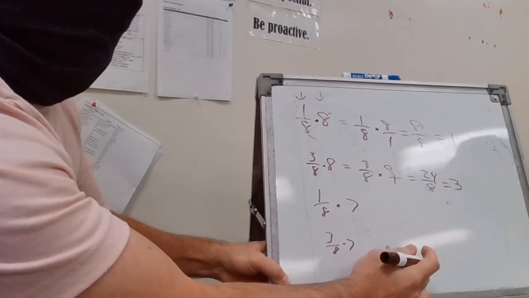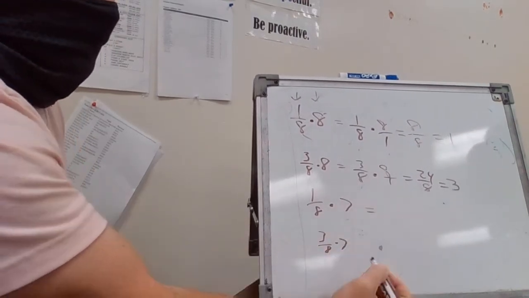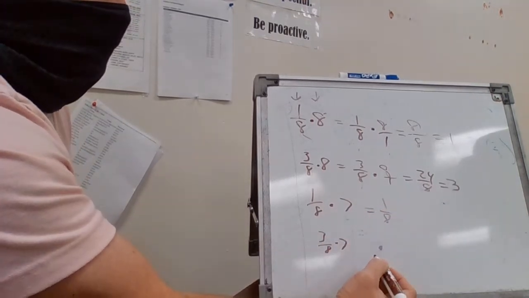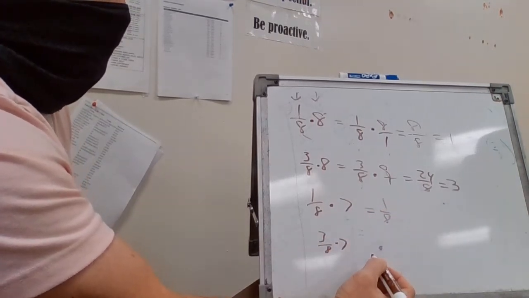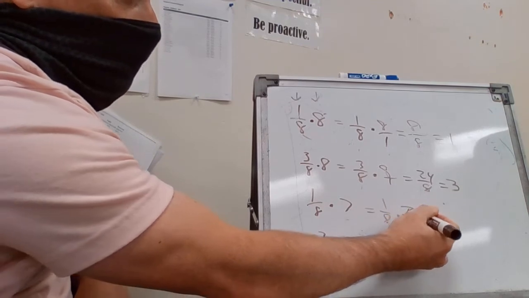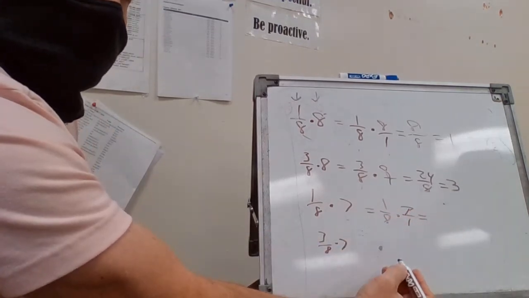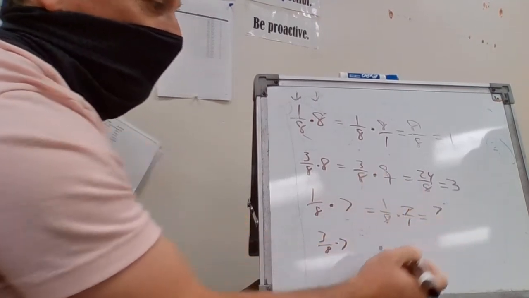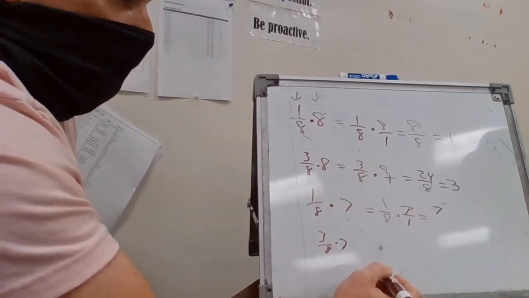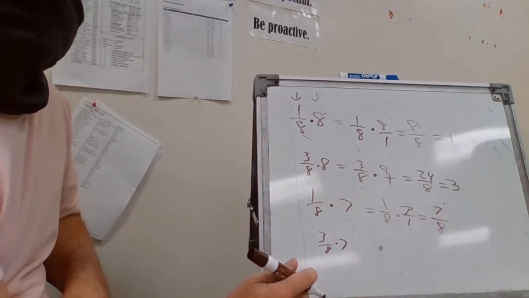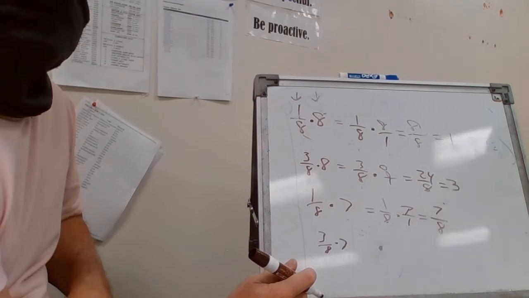All right, so tell me what to write here. 1/8 times 7 over 1. You just tell me. 7 over 1 is 7. 7 times 1 is 7, and 8 times 1 is 8. Okay. Now, is that in simplest form? Yes, sir. Okay.